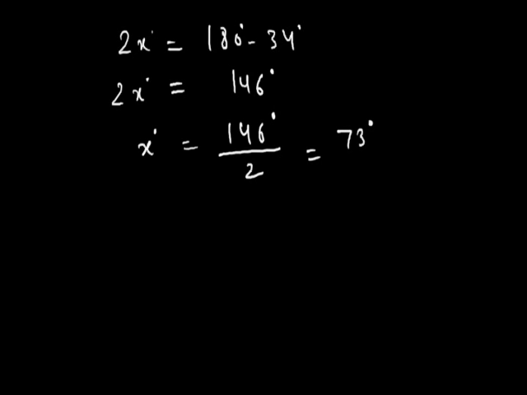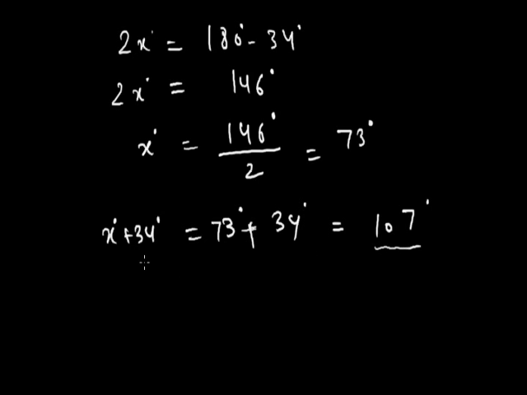So the measure of one of the angle is 73 degree and the second angle, which is x degree plus 34 degree, is equals to 73 degree plus 34 degree, and it is equals to 107 degrees. So you can verify the result. The difference between the two angles, the first angle being 73 and the second angle being 107, is 34 degrees, and they are supplementary to each other, as 73 plus 107 degrees equals to 180 degree.